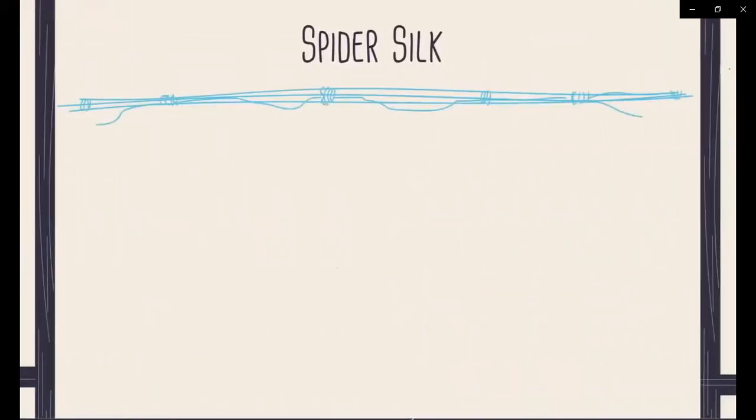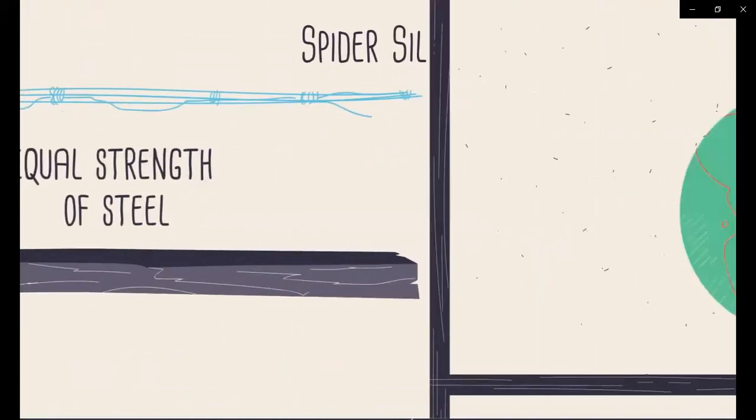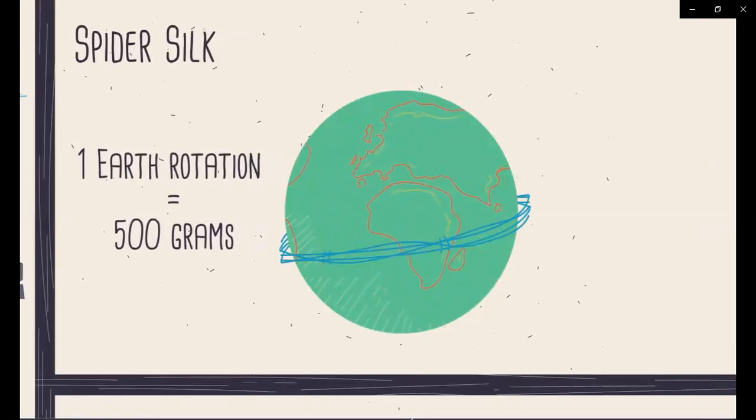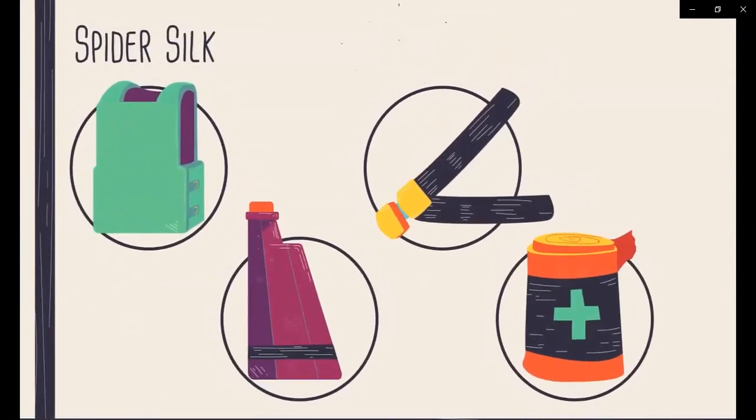The spider silk is pretty incredible. It's as strong as steel, but so light that a strand long enough to circle the Earth would weigh less than 500 grams. So there are thousands of uses for such a unique material.